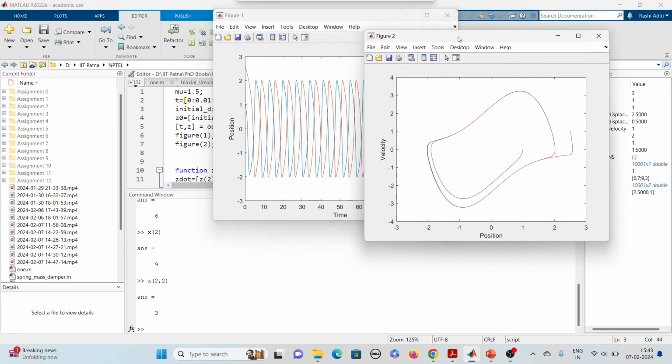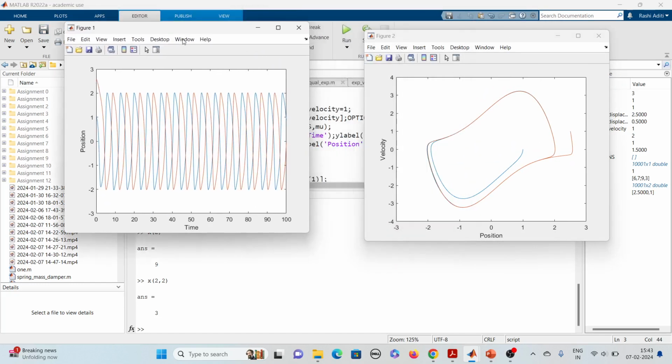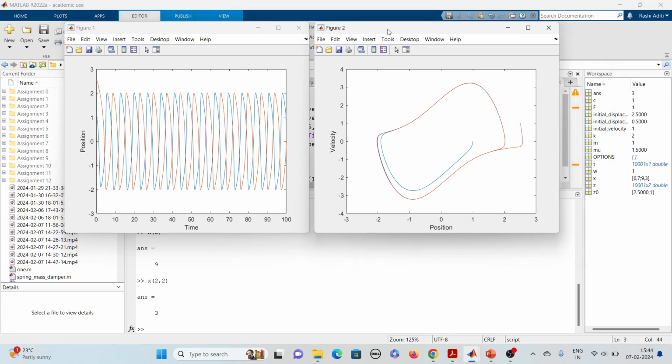See, the response got plotted in the same figure. See what's happening. If you see the phase plot, for both initial conditions the initial path is different. But if you see the response after some time, it is following the same path. The phase plot is the same for both cases. It is following the same closed loop, isn't it?